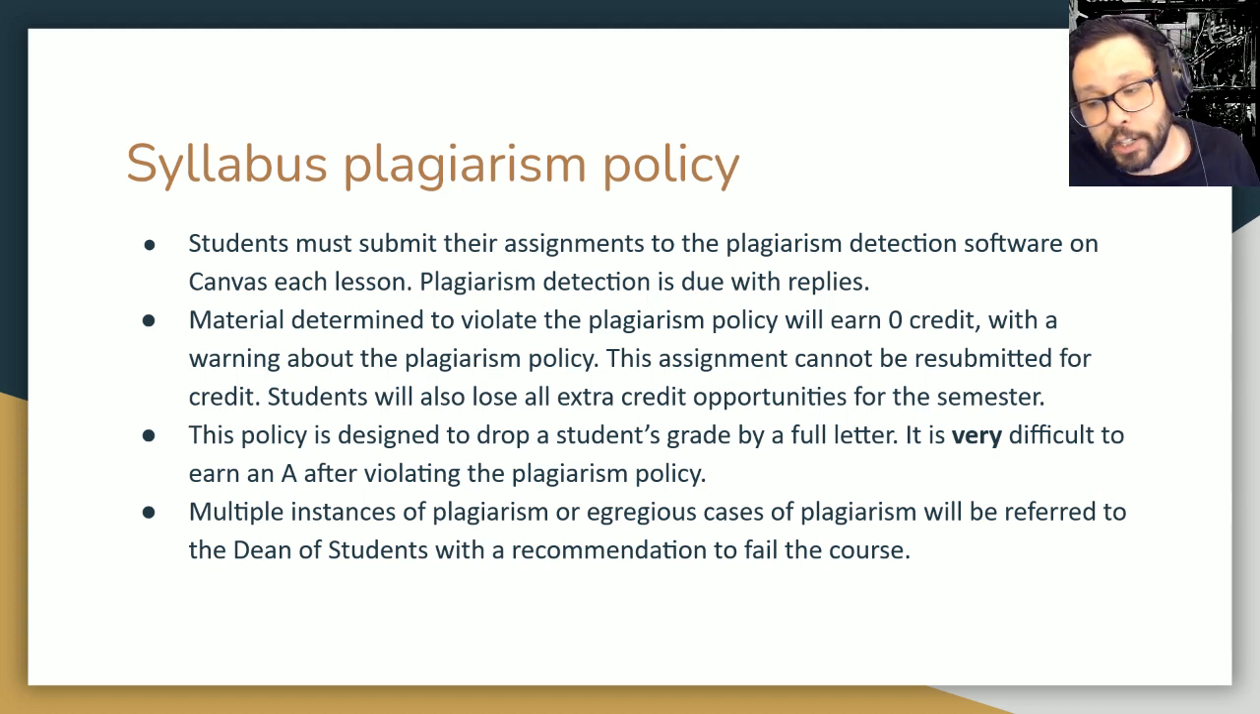But if you are found plagiarizing, you lose all of those opportunities for extra credit. So you can't make up your lost points by redoing the assignment, and you can't make up those lost points with any extra credit because you lose all extra credit opportunities. This together ends up being a fairly big impact on a student's grade. This policy is more or less designed so that students who violate the plagiarism policy end up losing a full letter grade. So if you were going to get an A, but then you're caught plagiarizing, losing those extra credit opportunities and getting 0 credit on that assignment will tip most students down below the A to a B plus or a B. It's very difficult to get an A in the class after you've been caught plagiarizing.